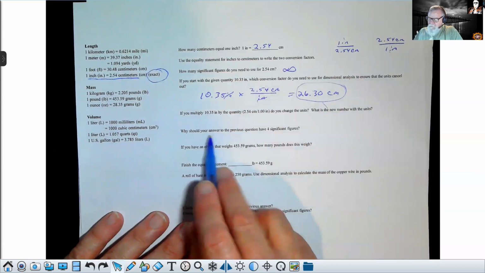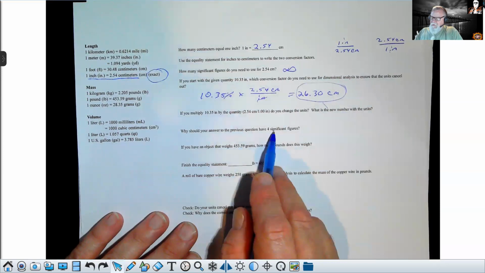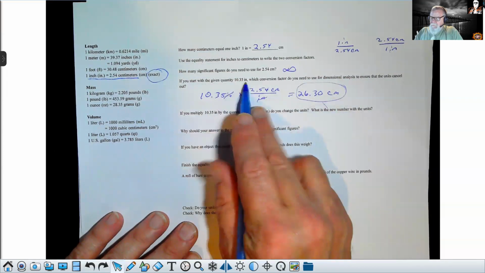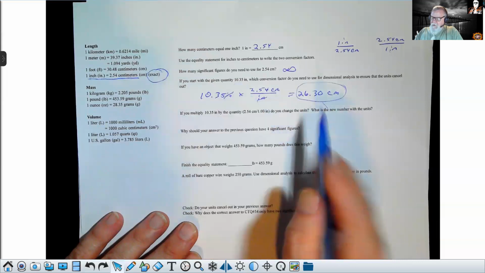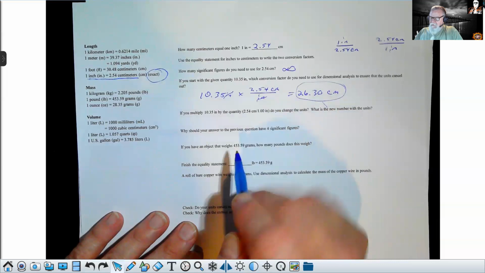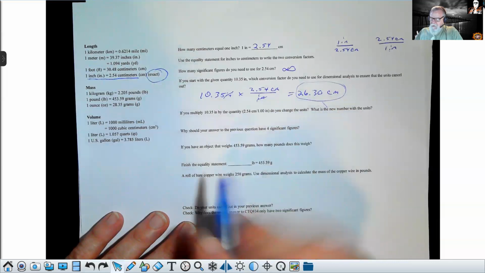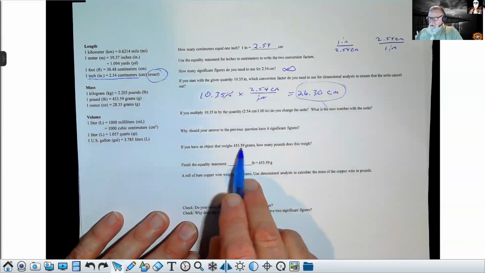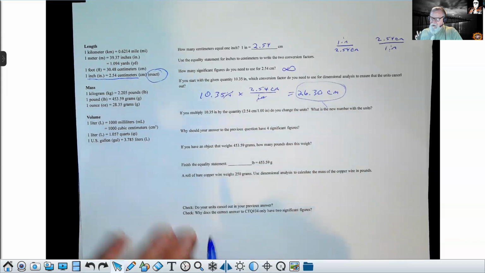Why should your answer from the previous question have 4 sig figs? Because there were 4 sig figs in the original given value, and this is an exact number and has infinite sig figs. If you have an object that weighs 435.59 grams, how many pounds does this weigh?